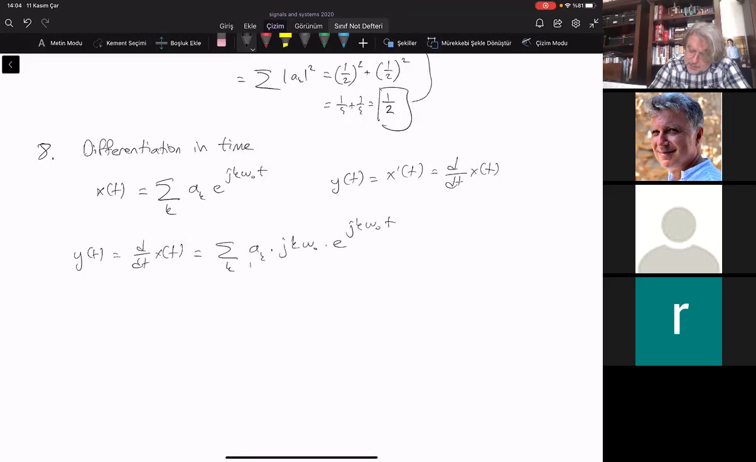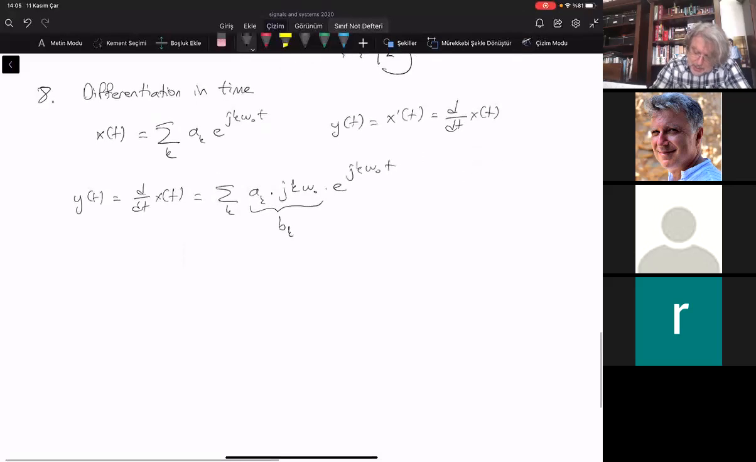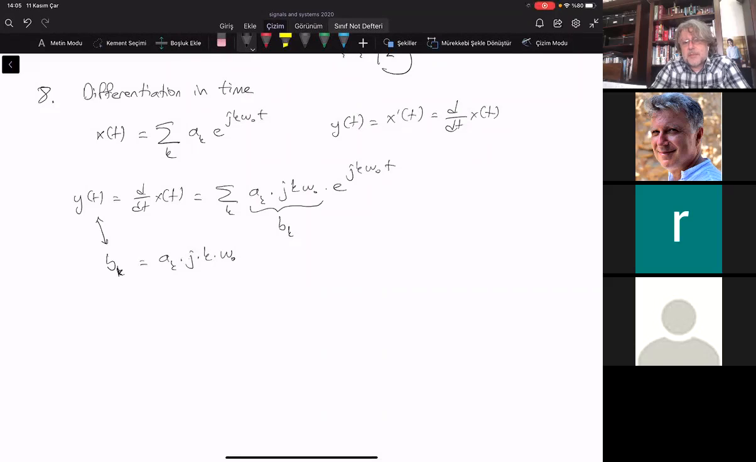Simple. From there, we can deduce that these are the Fourier series coefficients of y of t, because they are the ones that scale the harmonics. So we can call it b_k. So the property tells me that b_k, which are the Fourier series coefficients of y of t, are equal to a_k times j times k times omega 0 for all k. This is the differentiation property that we want to see.